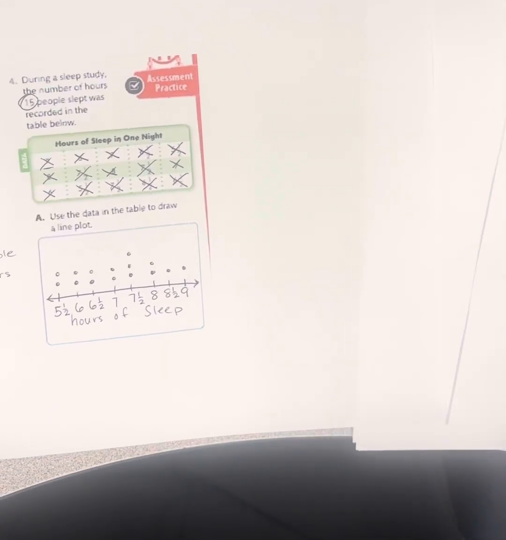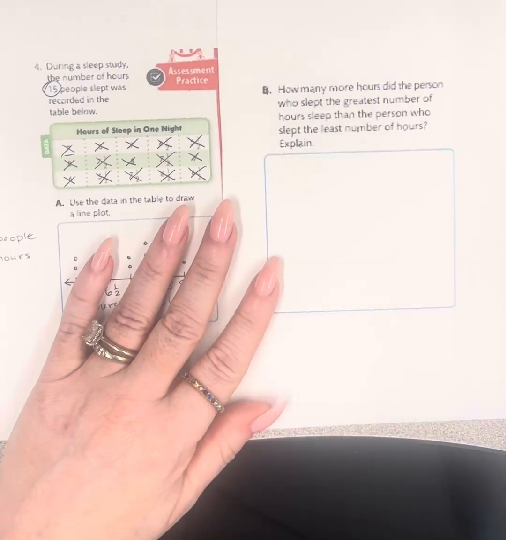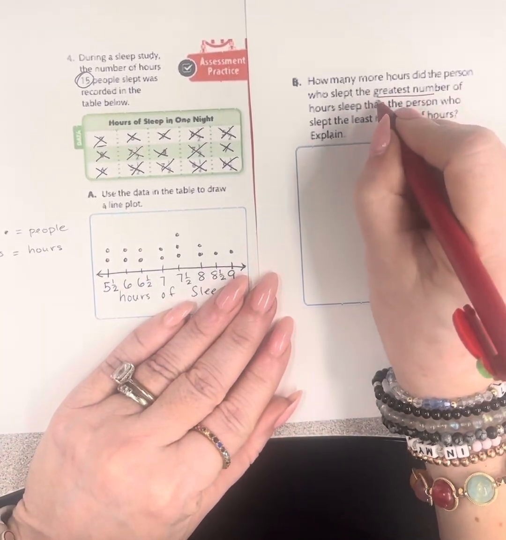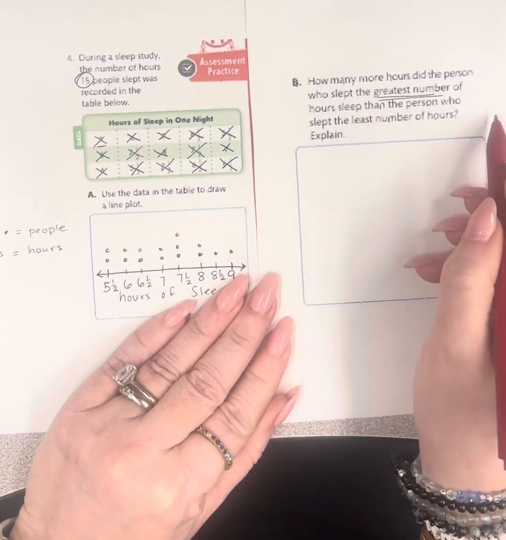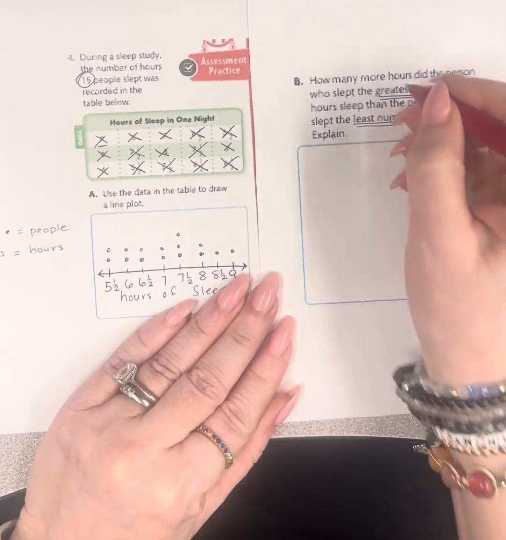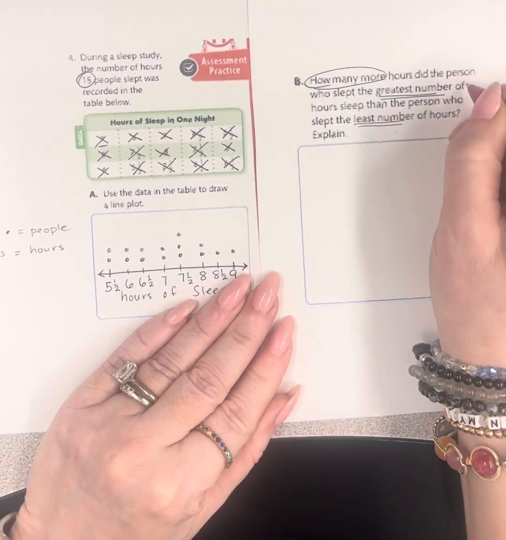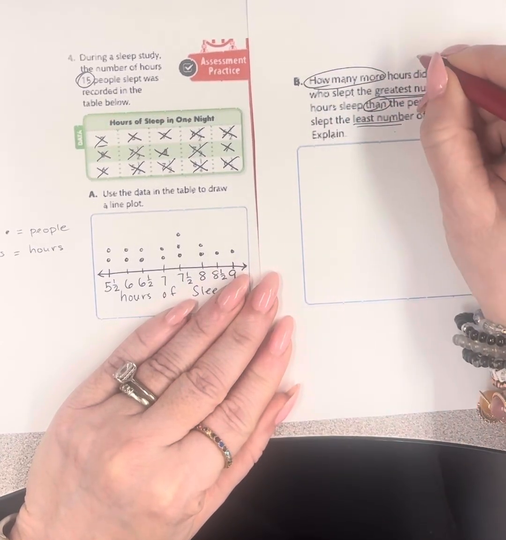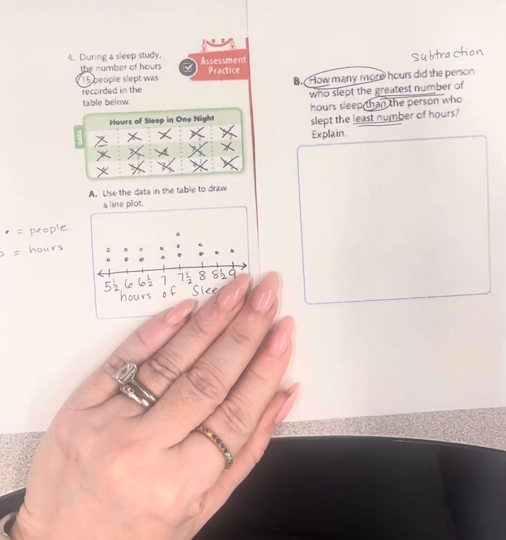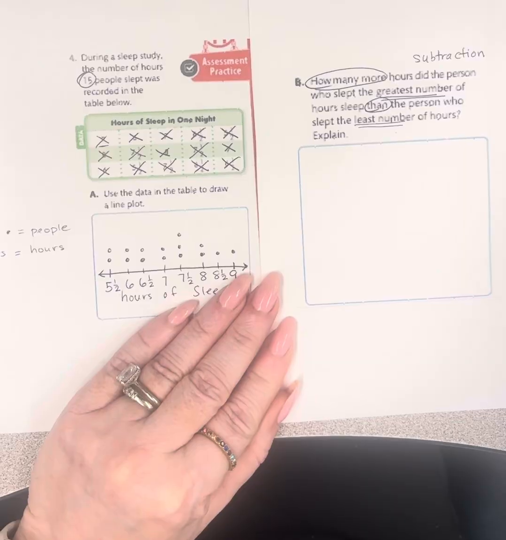Okay, there is a part B to this. How many more hours did the person who slept the greatest number of hours sleep than the person who slept the least number of hours? So how many more, and that tells me subtraction. And now it's bossy math. It's telling me exactly what I need to do.